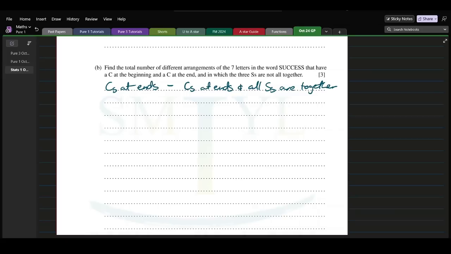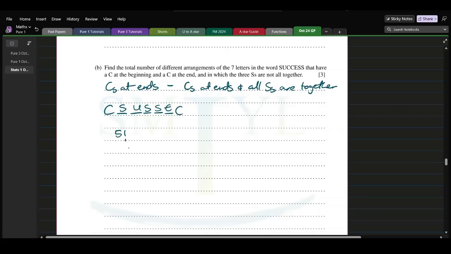So let's start by finding the number of arrangements in which we have the C's at the ends and no other restrictions. So that's C, and then 1, 2, 3, 4, 5 letters in between, and then C. The letters that remain are S, U, S, S, E. We're just rearranging the 5 letters in between, so that would be 5 factorial divided by 3 factorial, since the S's appear 3 times. That's the first scenario where we have the C's at the ends and no other restrictions.